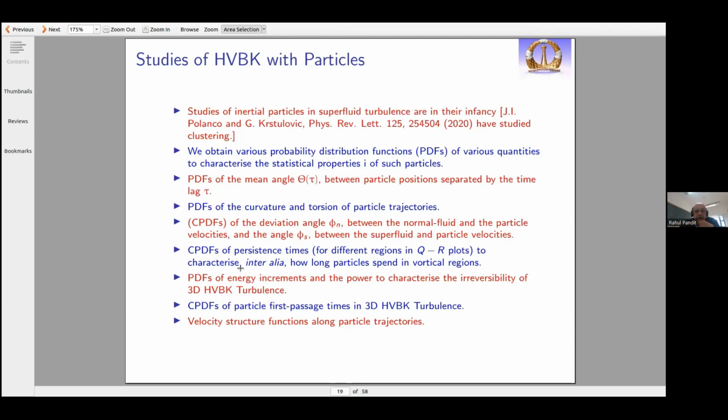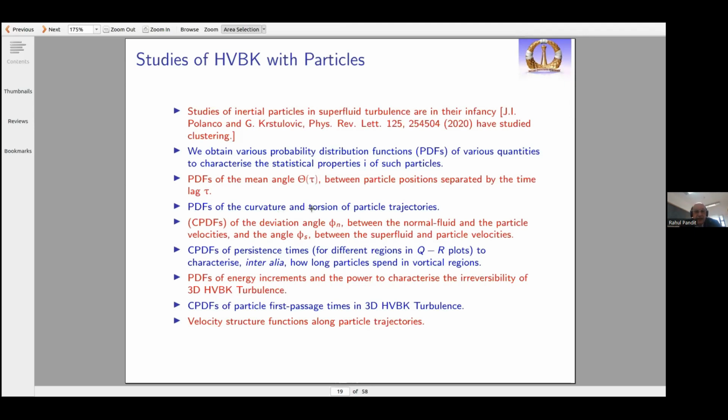We have looked at a very large variety of statistical properties of these particles, based on the earlier work we have done in classical fluid turbulence. So we characterize these by various probability distribution functions. For example, there is a PDF of the mean angle between particle positions. So if you look at 2 nearby positions, then if they're separated by time tau, the mean angle is theta, you can get a PDF of this.